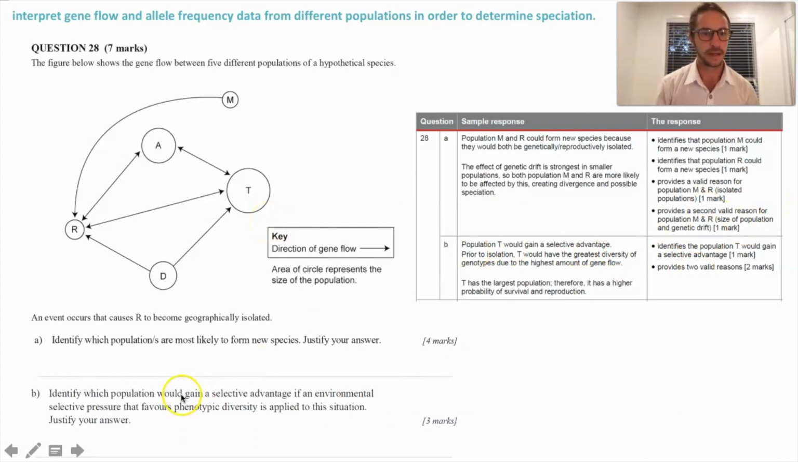B talks about which one gains a selective advantage. So if you said T, it would gain a selective advantage if an environmental pressure came into existence. Why? Because it has flow going in and out, and also it's just the biggest population, so it's got the higher probability of survival and reproduction. So if there was a selective pressure applied, it's most likely to maintain its diversity. And that is that question.